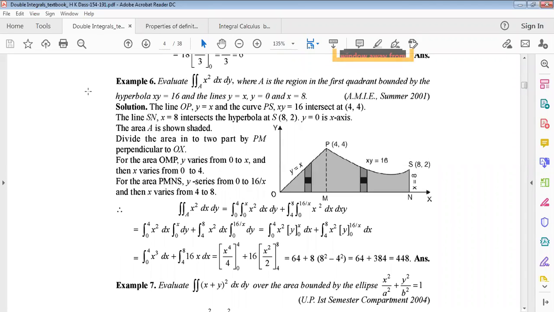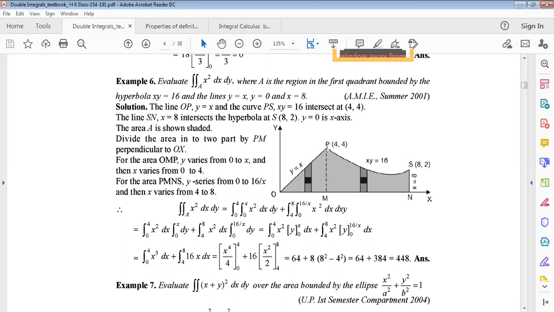Example 6. Evaluate the area using this double integration of x square dx dy, where A is the region of the first quadrant bounded by the hyperbola xy equals 16 and the lines y equals x, y equals 0 and x equals 8. That means we have to draw a figure with the given conditions.